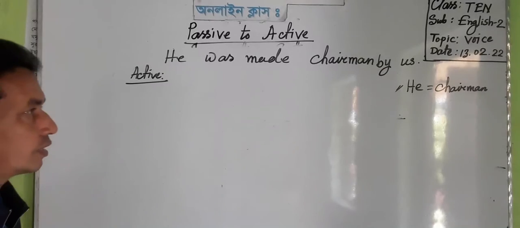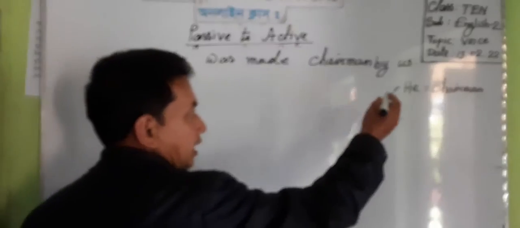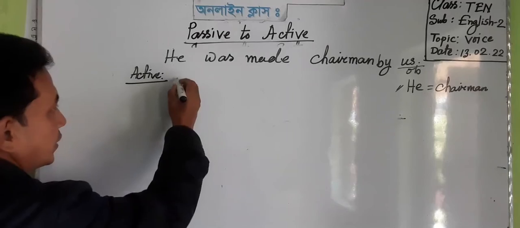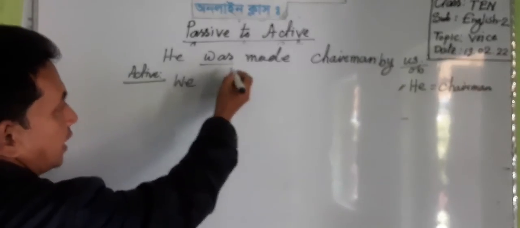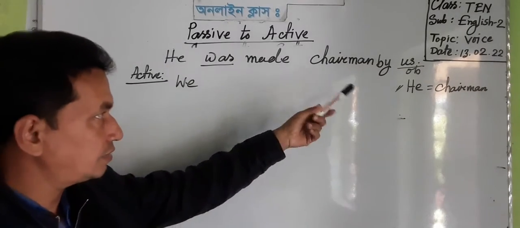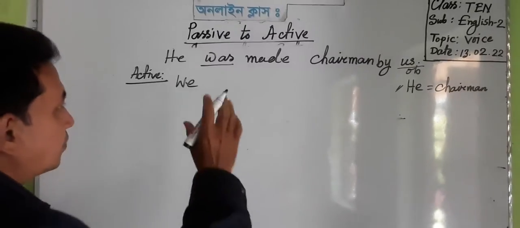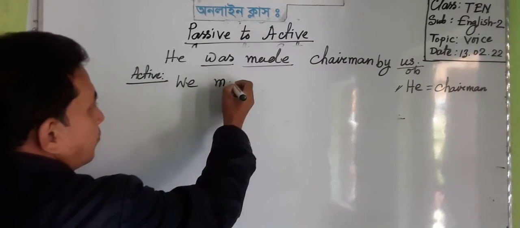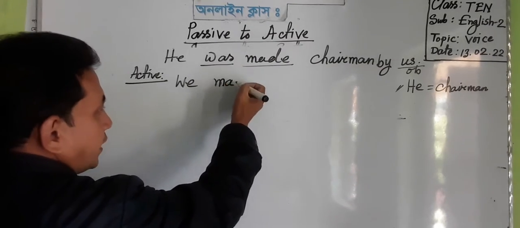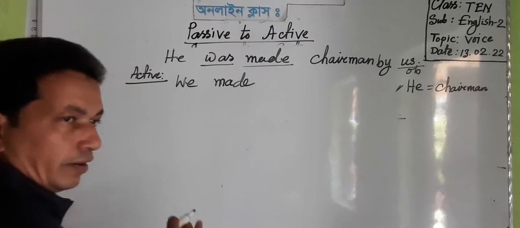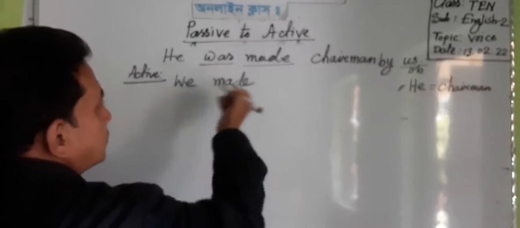So at first we have to choose the subject from the object form. Us is the object form and its subject form is we. And as it is past tense, we should make the main verb into past form. Made is the past participle form and its main verb is make and its past form is made. Make, made, made. So its past form is made.